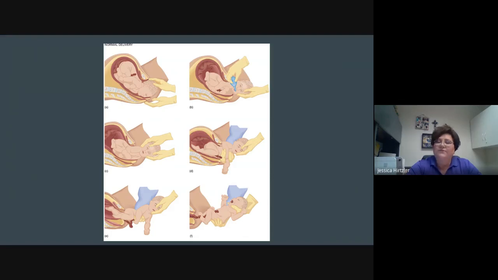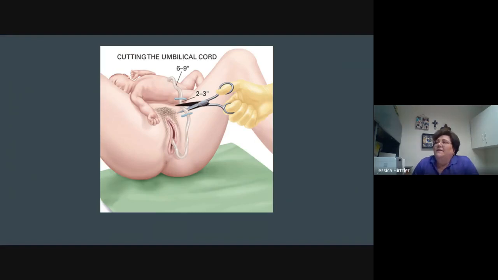Okay, it is imperative for us to dry and stimulate baby. Okay, keeping these babies warm is as important as an airway when they're first delivered. Okay, baby delivers, you want to keep that baby at the level of the vagina until the cord is cut. We're going to clamp the cord 6 to 9 inches from baby, and then 2 to 3 inches from the first clamp. Okay. Once the cord stops pulsating, we can then cut the cord.